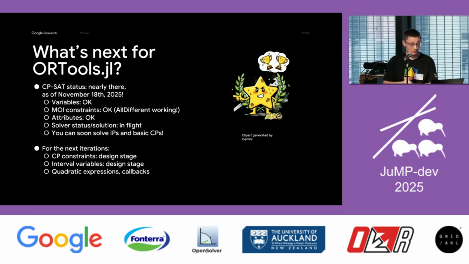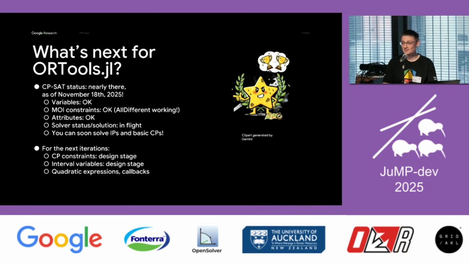Attributes are mostly implemented. We're working on getting the solver status and solution. So that means that quite soon you should be able to solve IPs and some CPs directly from ORTools.jl with CPSAT. For the next iterations, we'll need to go back to the design stage for more CP constraints, especially those that use interval variables, because it's not really yet supported in MathOptInterface. We also want to support quadratic expressions and callbacks.